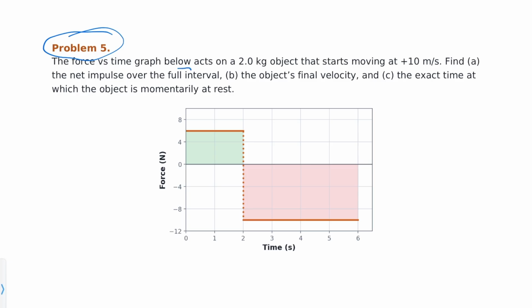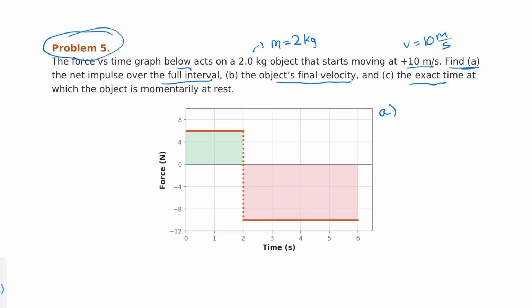The force versus time graph below acts on a 2 kg object. Its mass is equal to 2 kgs. That starts moving at positive 10 meters per second. Velocity is 10 meters per second. We need to find the net impulse over the full interval, the object's final velocity, and the exact time at which the object is momentarily at rest.